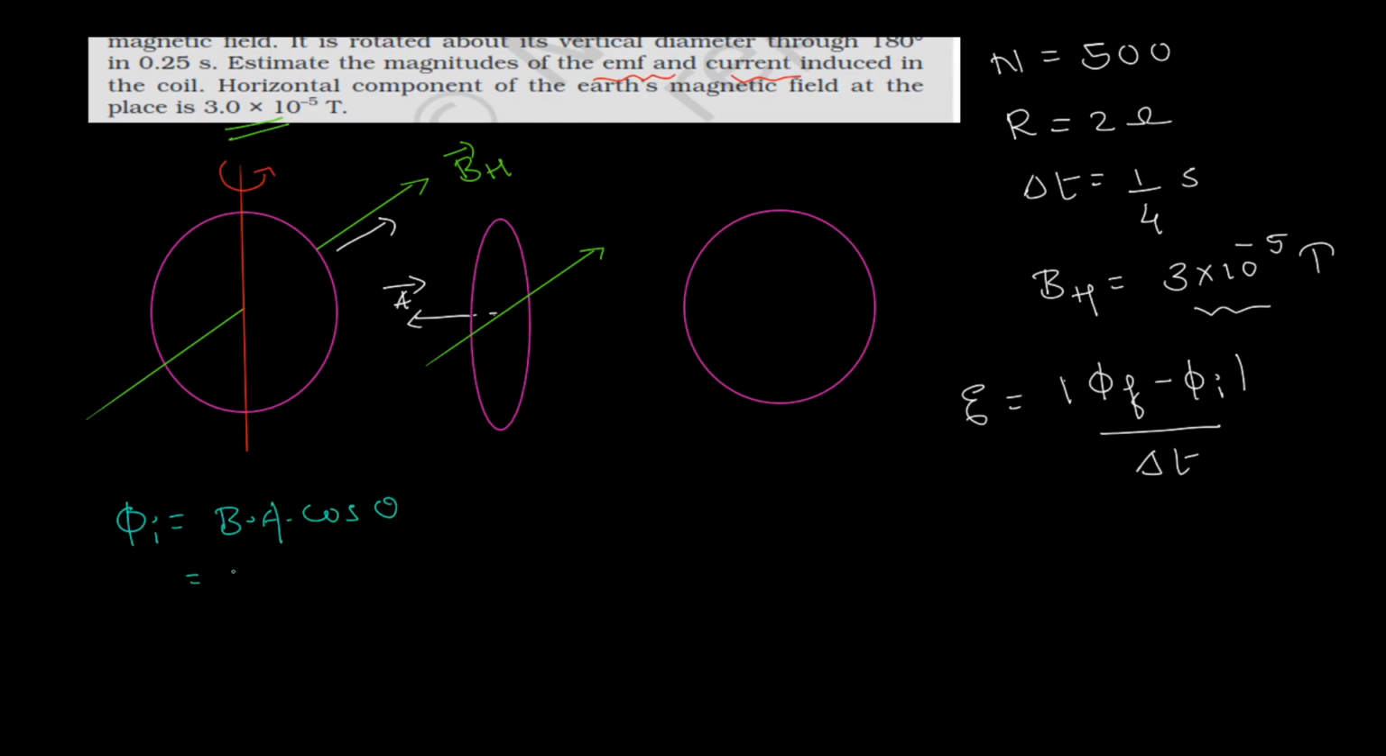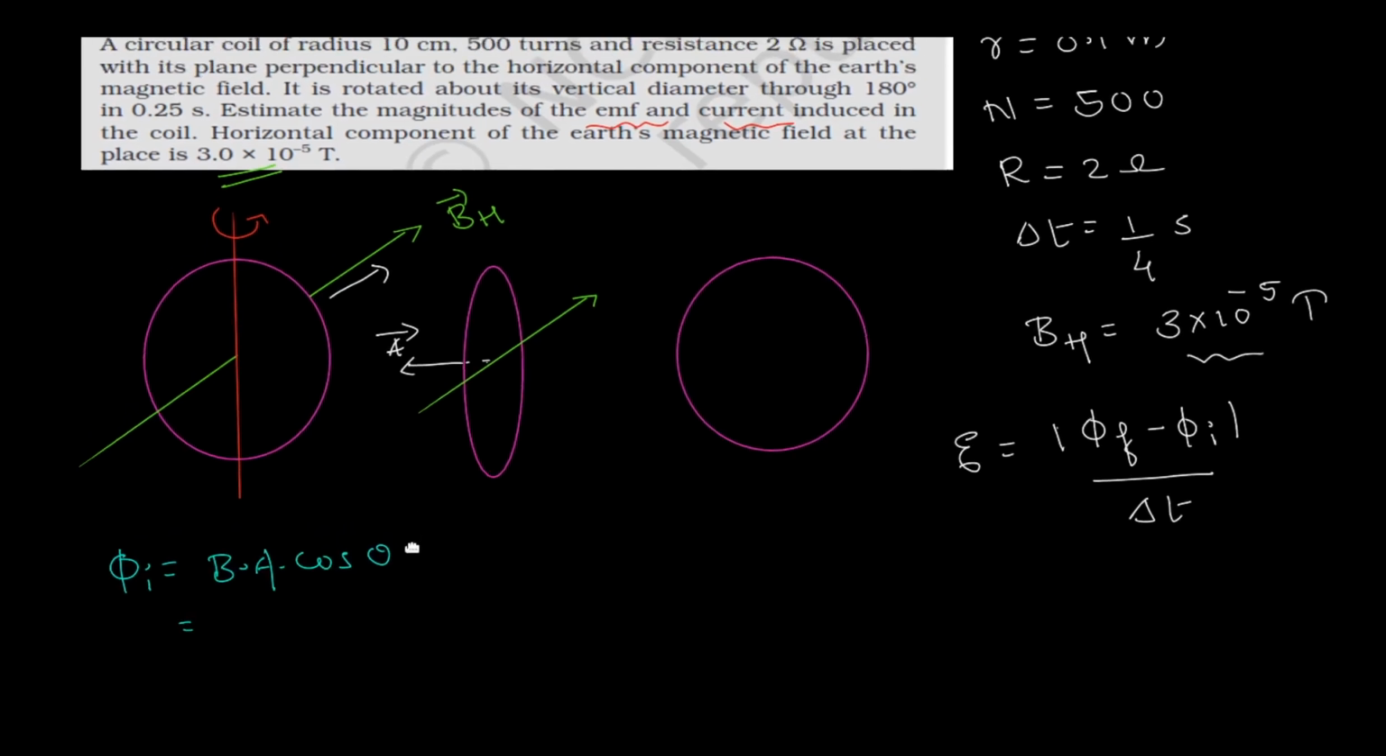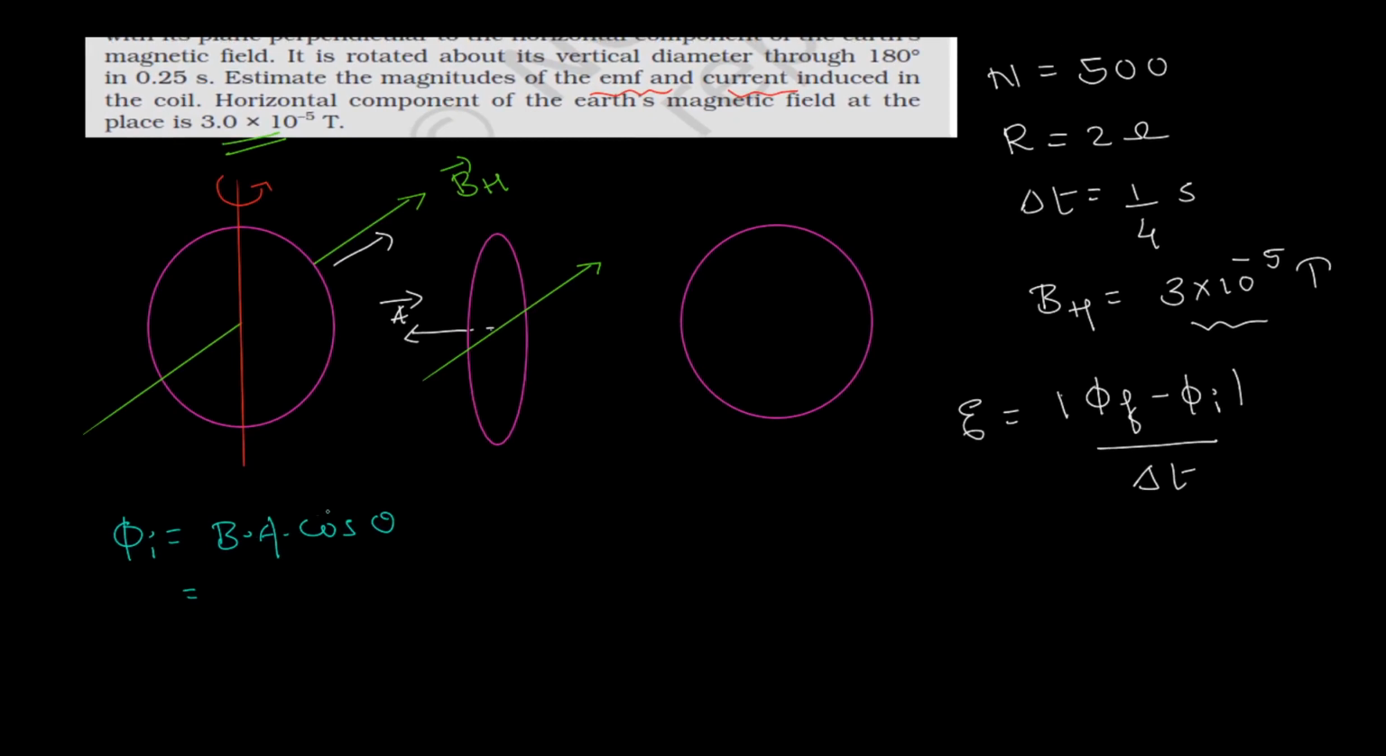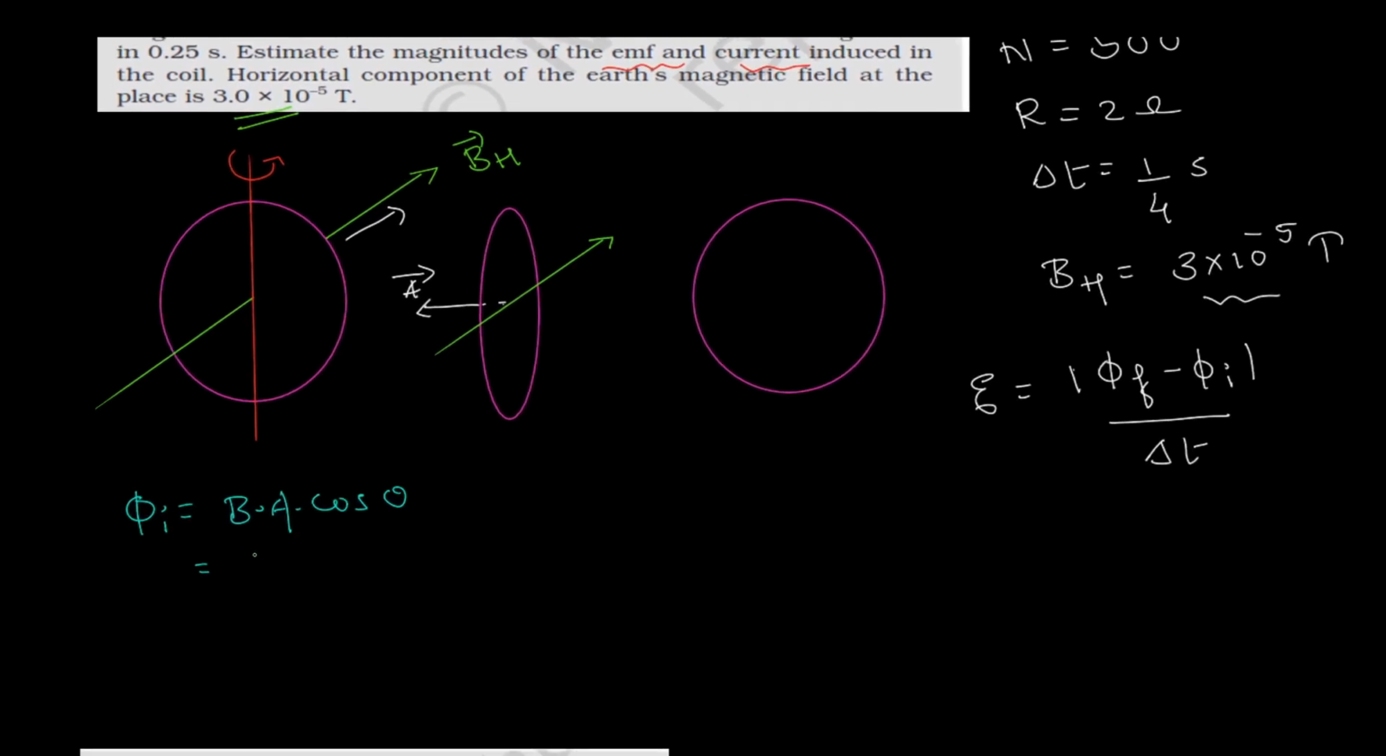Alright, so in this case, how much is the magnetic field? It's the Earth's horizontal component of magnetic field itself, which is 3 into 10 to the minus 5. Area is pi r squared, right? So it's a circle, so area would be pi into r squared, which is 0.01 because radius is 0.1. Cos theta: we are at this situation where area and field are in the same direction, so angle is 0 and cos theta is going to be 1.